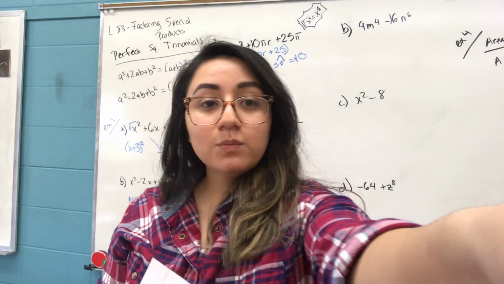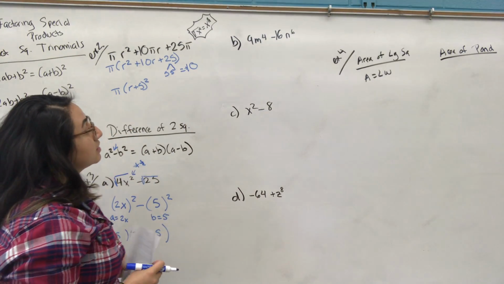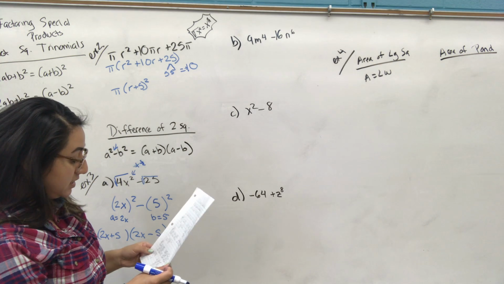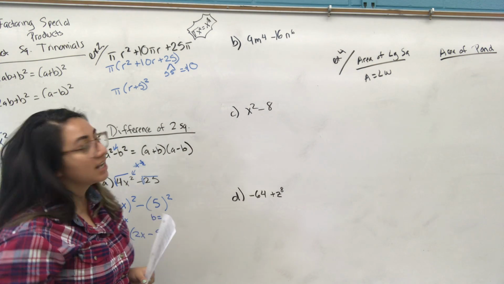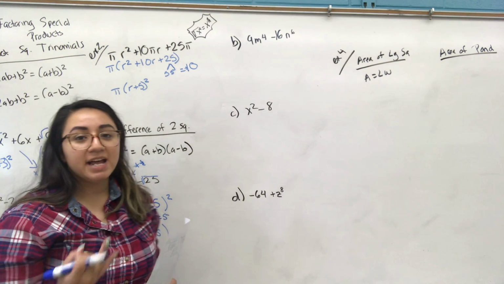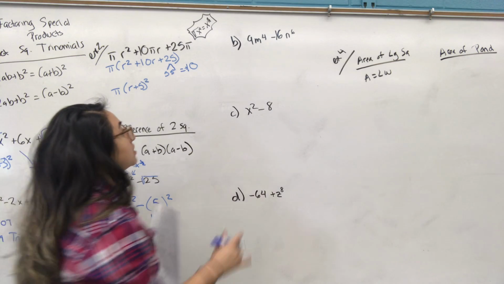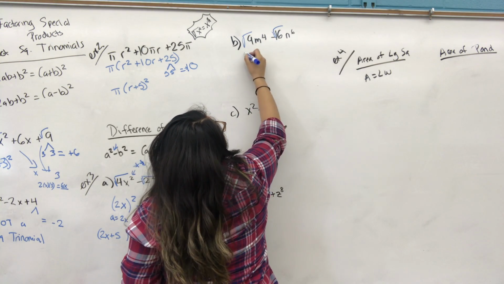B, we have this problem up here, 9m to the 4th minus 16n to the 6th. Always want to make sure if you can factor out any numbers. In this case, you can't really factor out any numbers. Variables, they have an m and n. You can't factor any common factor out, so let's go ahead and start finding the difference of two squares. It's subtracting, so we can.